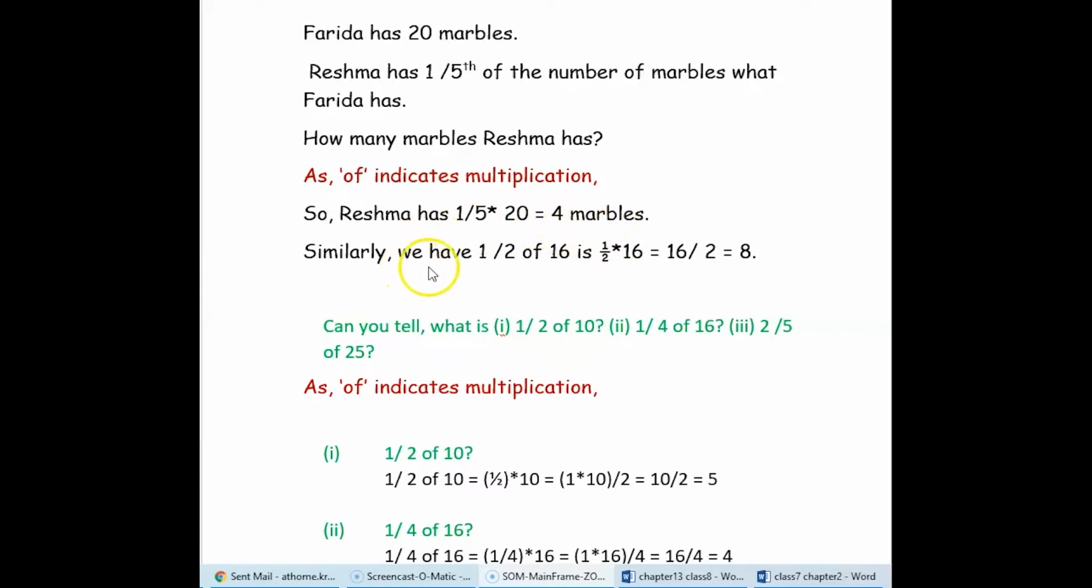So similarly, we can have half of 16. We can write it as half into 16. So 16 into 1 is 16 divided by 2, which is nothing but 8. So it clearly shows that "of" is nothing but multiplication.